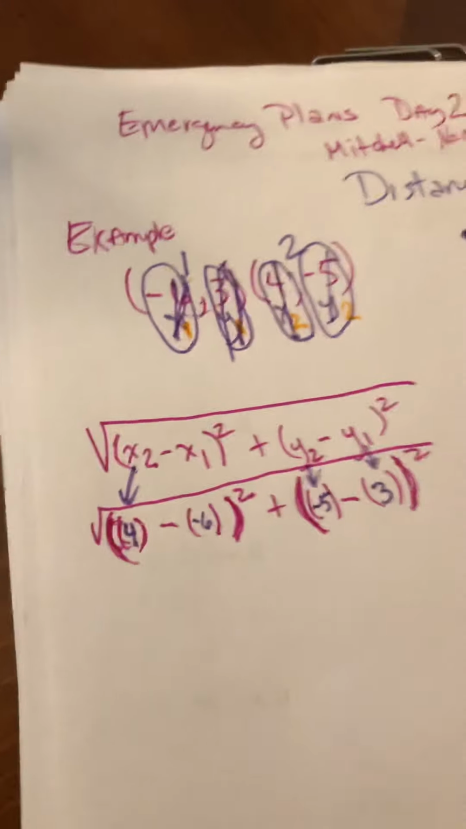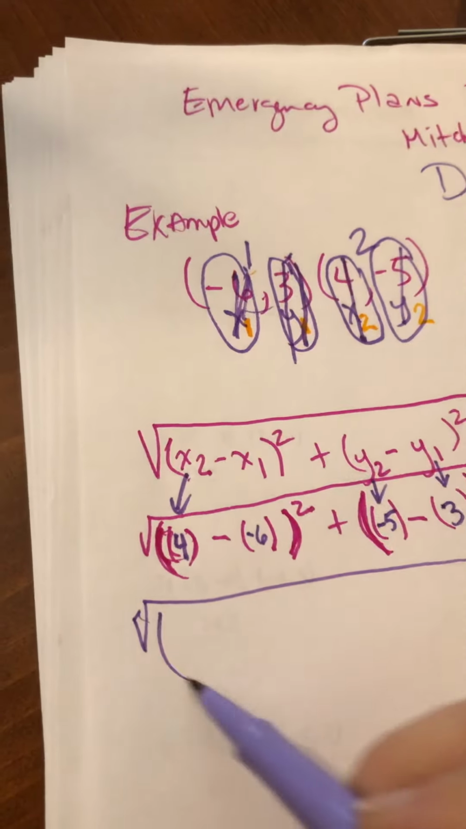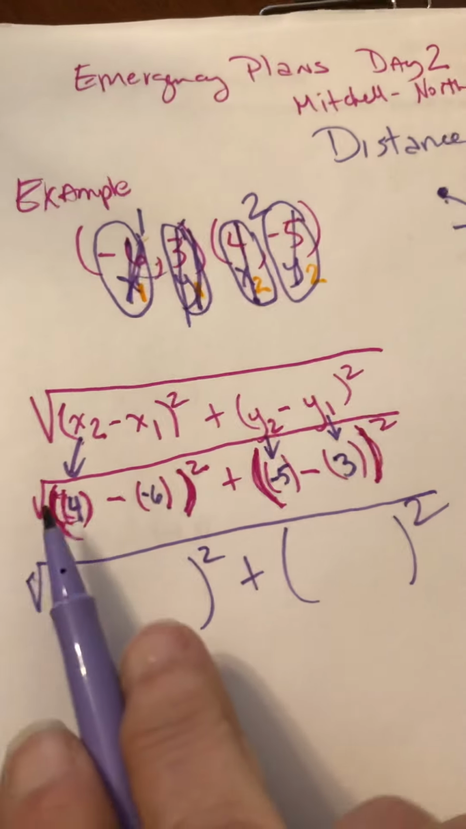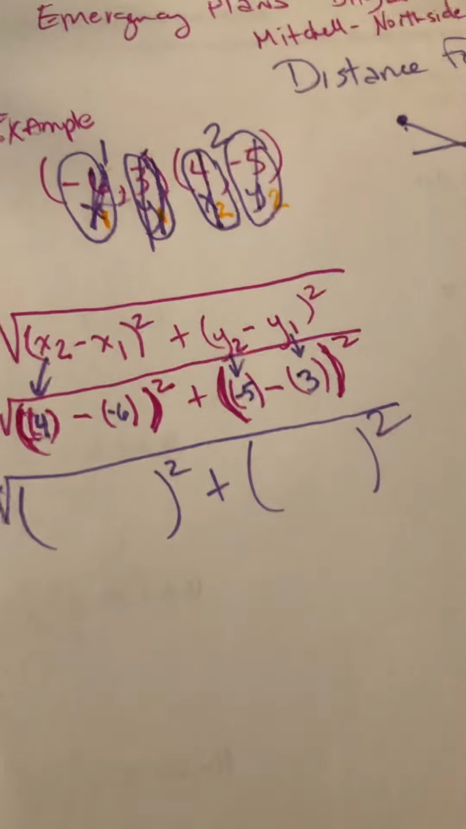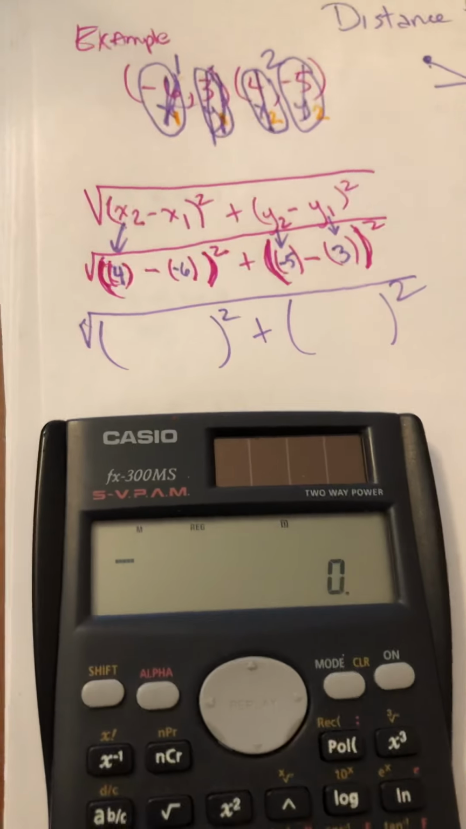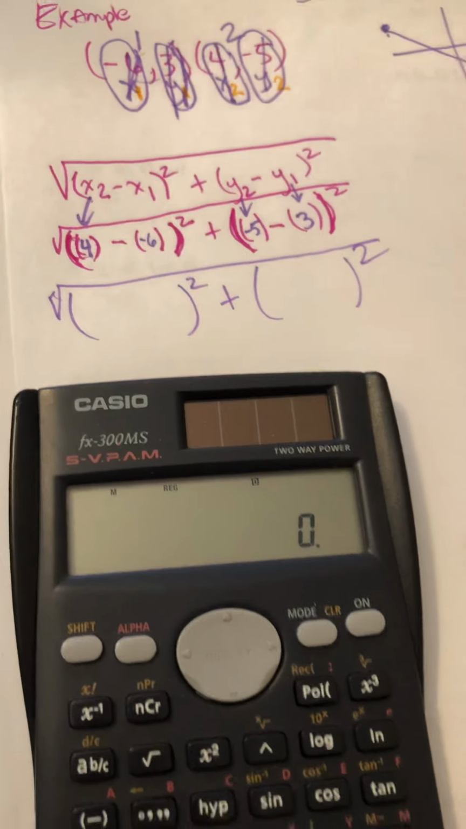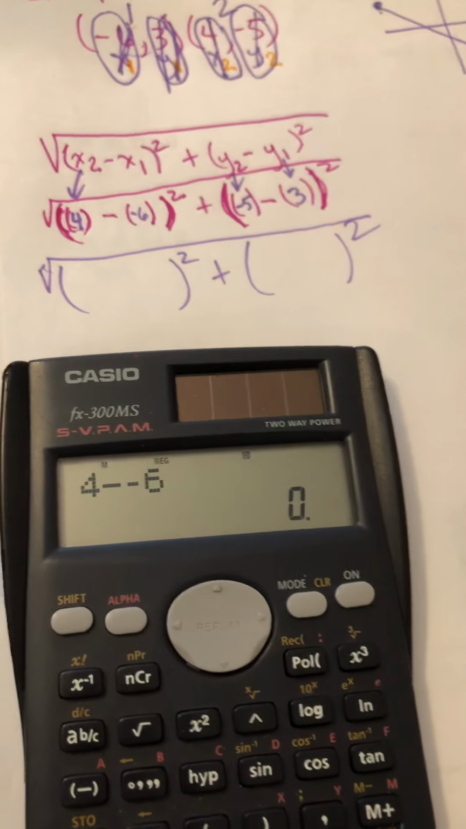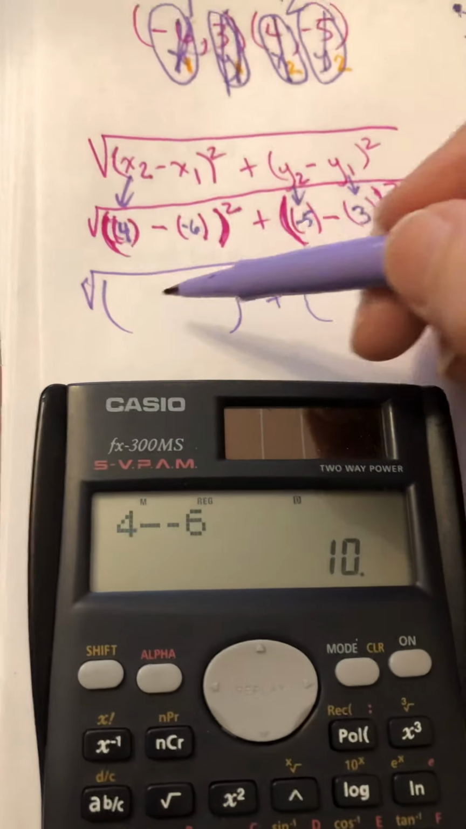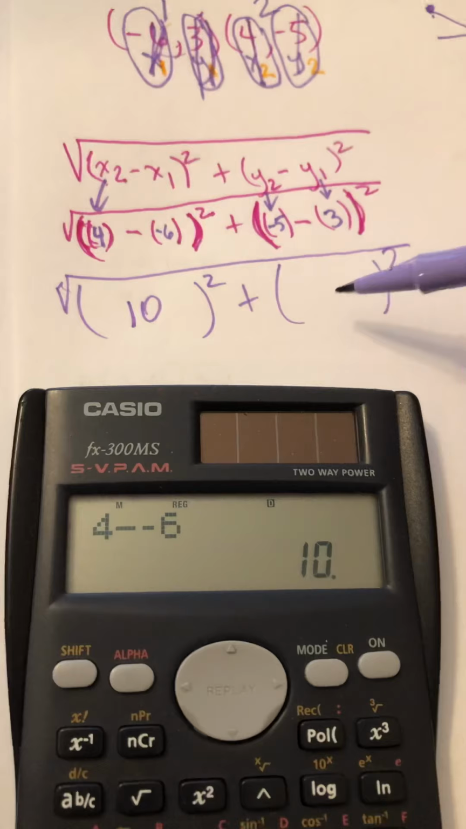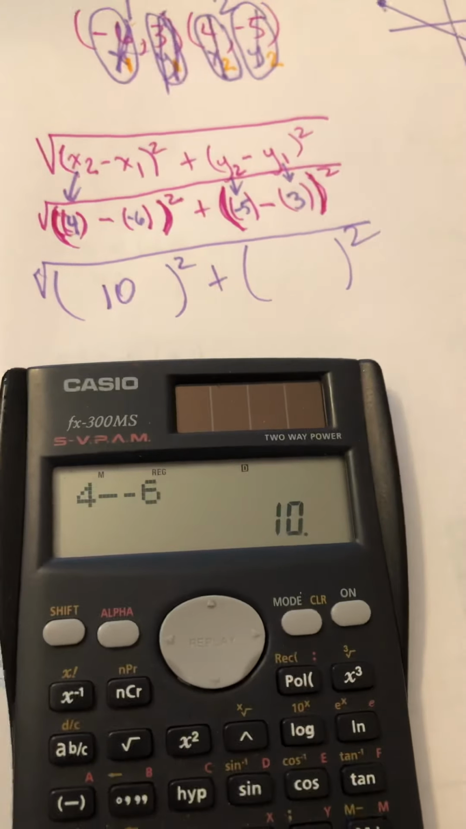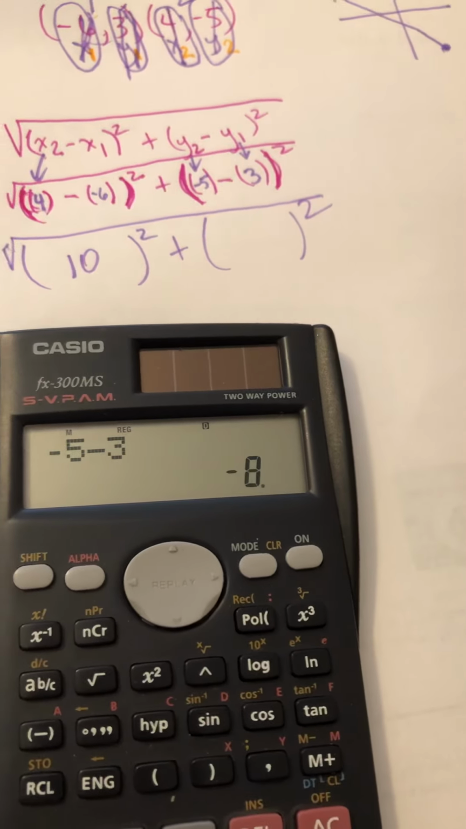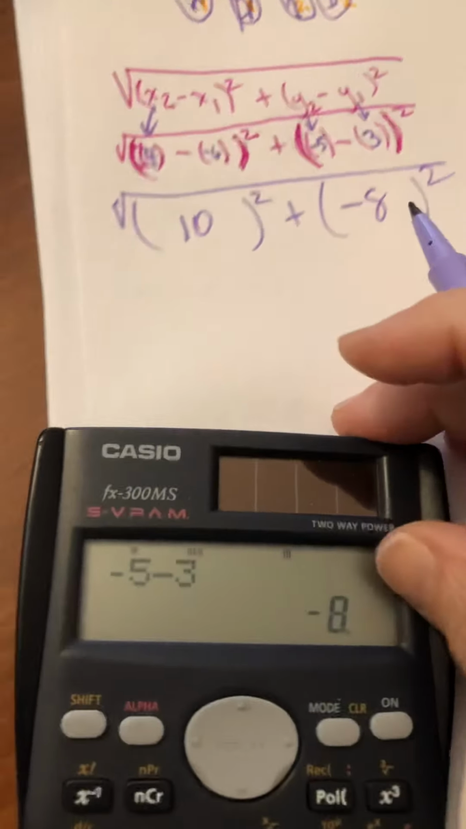So now we're just going to simplify. I'm going to give you the square root house, the big parentheses squared plus the big parentheses squared. And let's just do our work. We have 4 minus -6. In case you're unsure, I don't judge you, so it's best sometimes to use the calculator so you don't make silly mathematical mistakes. 4 minus -6 equals 10. So that's a 10 right here. And then we've got right here, -5 minus 3. So -5 minus 3 would give us -8. Now we've got to square both of those.